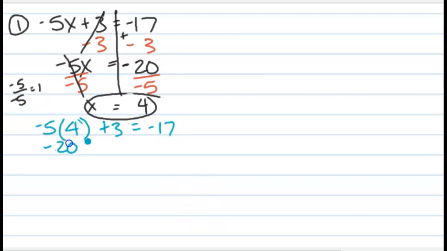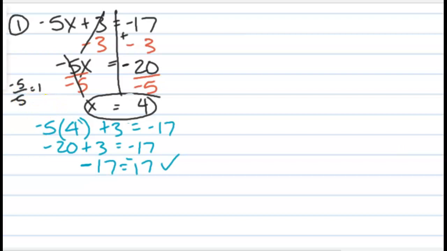I do get my negative 20 here plus 3. And that is in fact true. I'm going to do my subtraction. This time there are more negatives, so my answer is negative, and 20 minus 3 is 17. Negative 17 equals negative 17. It checks out, and that tells me that I found the correct solution for x.